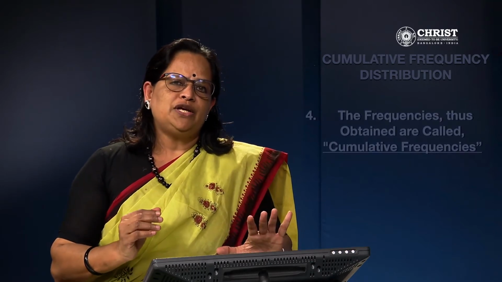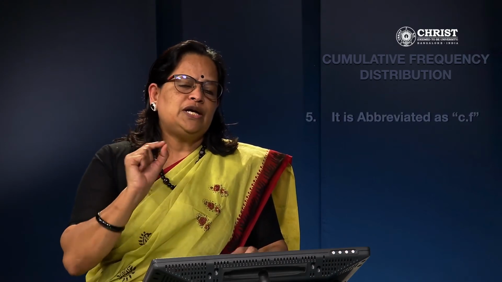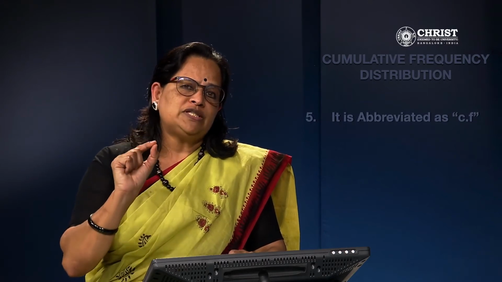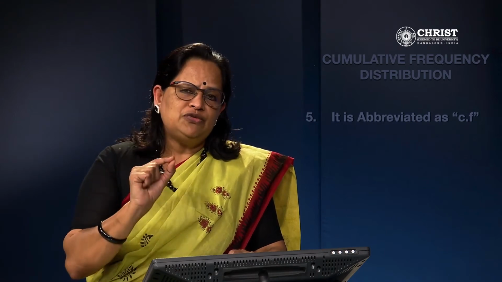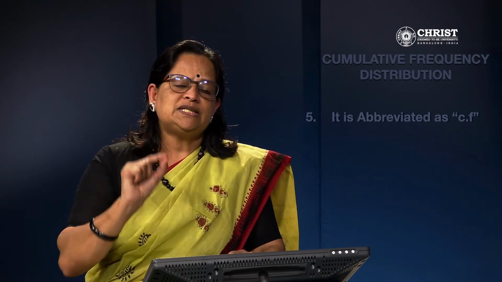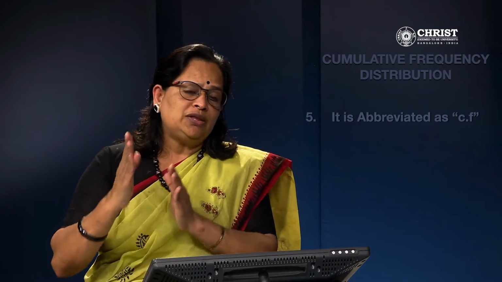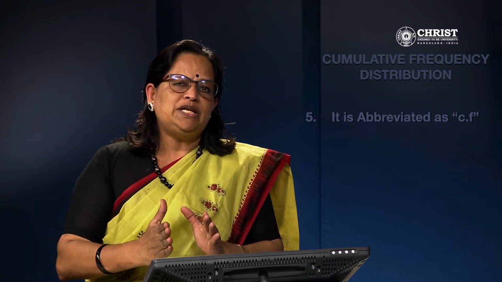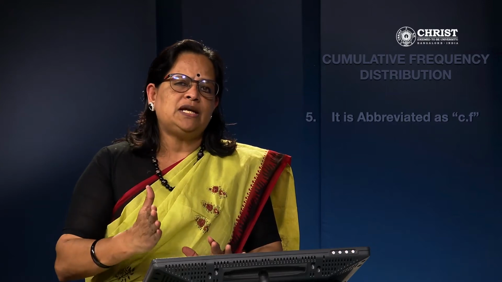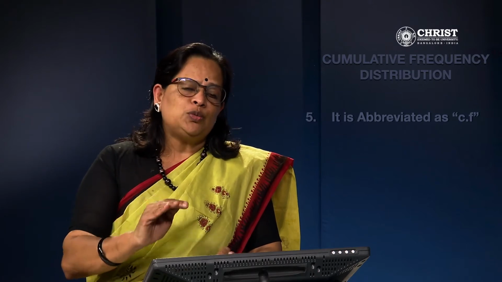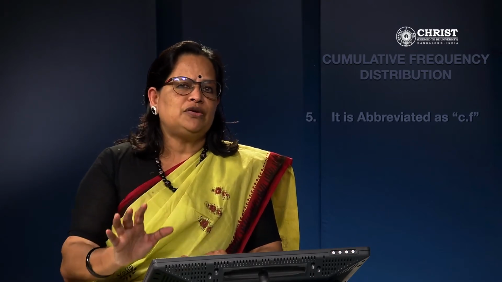In the ordinary frequency distribution, we call them just frequency values, small f. I told you in statistics, the symbols we use are important. Frequencies we always represent with small f, and cumulative frequency we always represent as CF, that is capital C and capital F. So cumulative frequency means adding the frequency values. It's not the direct values. When you are getting a cumulative frequency distribution for statistical calculation, you have to convert it into an ordinary frequency distribution. That is why we give importance to cumulative frequency distribution.